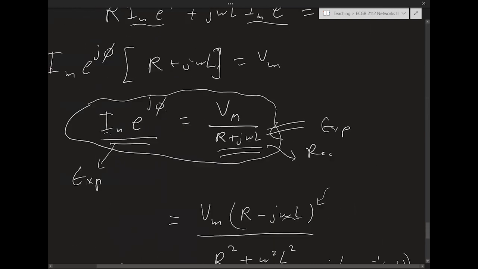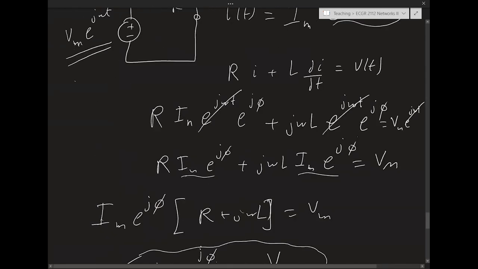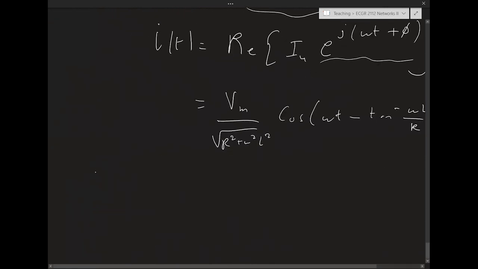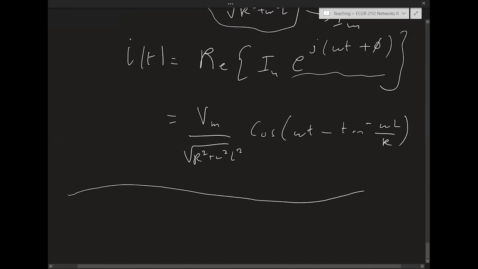Okay. All of this suggests that there's a novel concept that we can introduce. The question is, why did manipulating complex numbers make things easier? There's something here we can abstract out, and some concept we can define, and that concept is called the concept of a phasor.